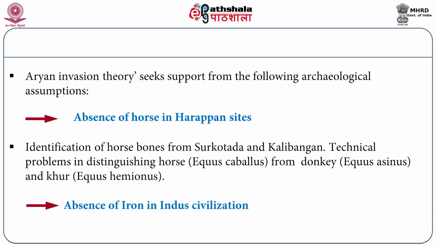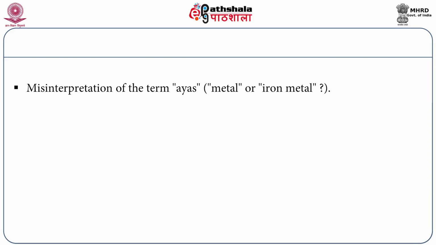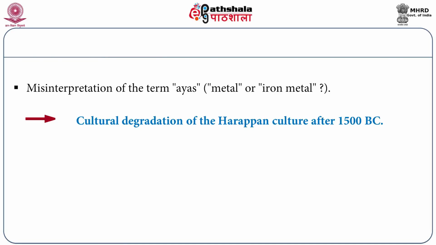And the next issue is absence of iron in Indus civilization. Scholars interpreted the term Ayas as referring to iron metal. However, there are also debates on whether it really meant metal, whether it was a general term for metal or it specifically referred to iron. So it's not again clear. After the Indus Valley civilization, we see some shift in population. Generally, it is believed that cultural degradation caused the decline of Harappan culture, not the invasion of any people.